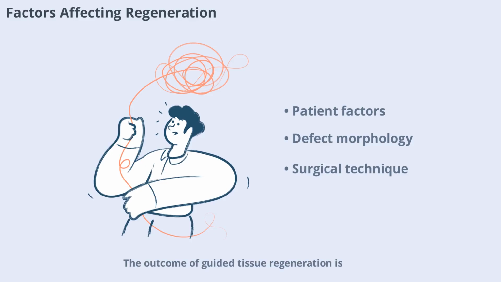The outcome of guided tissue regeneration is influenced by both barrier-independent and barrier-dependent factors. Patient-related factors include plaque control, smoking, and stress. Defect-related factors involve the type and morphology of the defect, tooth mobility, and gingival thickness. Surgical technique, such as flap management and closure, also plays a role. Barrier-dependent factors include the adaptation and stability of the membrane, sterility, and premature exposure to the oral environment. Understanding these variables is essential for optimizing regenerative outcomes.